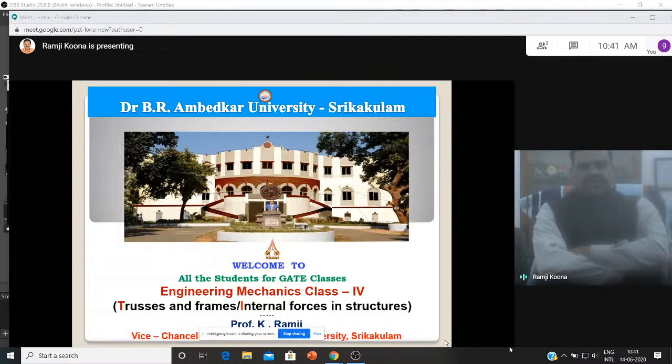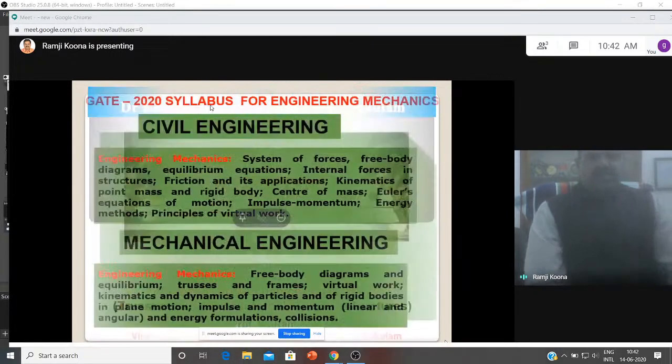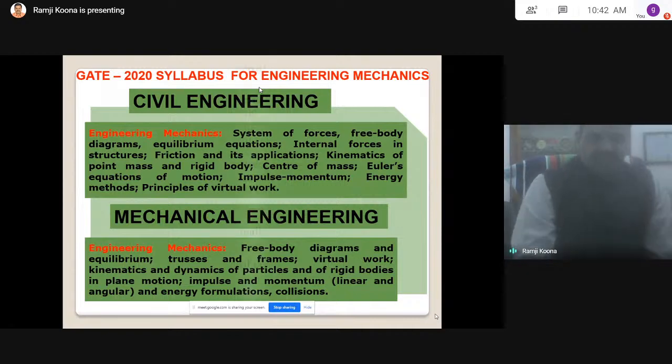which we already mentioned. When we are discussing a dimension problem, it is always connected with the degrees of freedom of the system. Let us see the syllabus once again. The internal forcing structures is the civil engineering title, whereas the mechanical engineering title is trusses and frames. Both are the same. That is the topic which we are going to cover today for the 4th class, engineering mechanics.